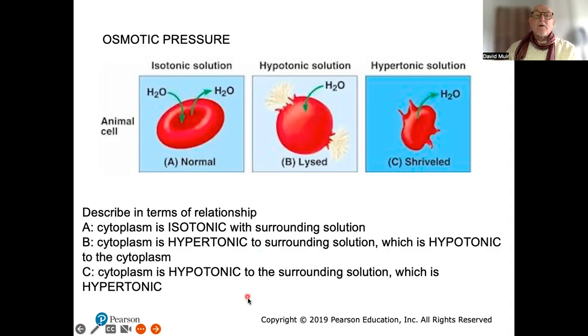Okay, so remember, we always describe tonicity in terms of a relationship. Here we say the outside solution is isotonic to the inside, and the inside is isotonic to the outside. Here we said the outside is hypotonic to the inside, and the inside is hypertonic to the outside, and so on. We always describe in terms of the relationship of the two. This is hypotonic to the inside of the cell because it has a much higher water concentration.